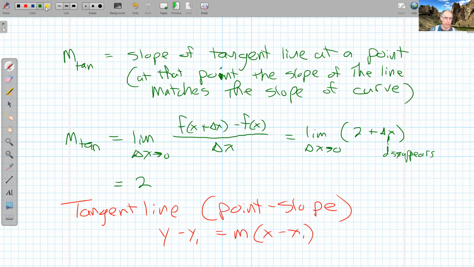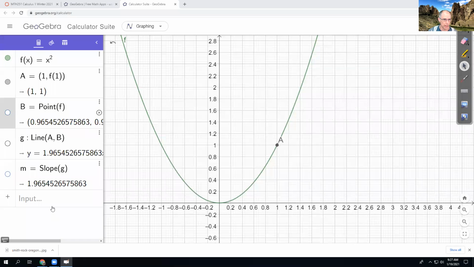So for us, plugging in the values, remember, x equals 1 here, and f of 1 is 1 squared, which is also 1. So that means we have the point (1, 1). So plugging that in here, I get y minus 1 equals the tangent slope 2 times x minus 1. And I can just type that in as I see it, or I could clean it up.